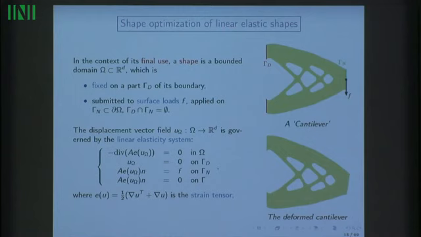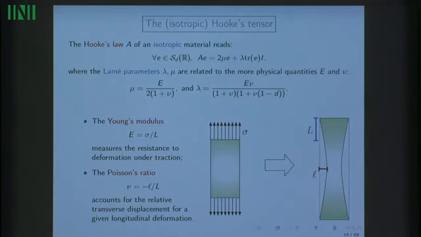And so under these circumstances, the displacement vector field will be given as a solution to the linearized elasticity system that I have given here. So here e is the strain tensor, and A is the Hooke's law that models the material properties of the constituent material. So let me say one word about this Hooke's law.